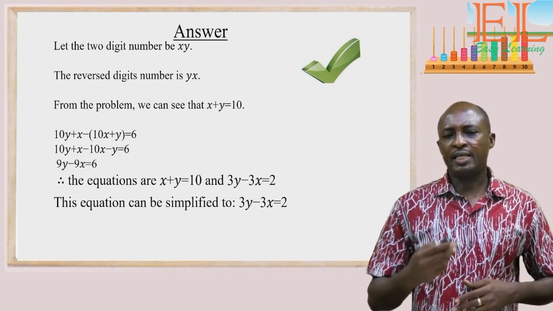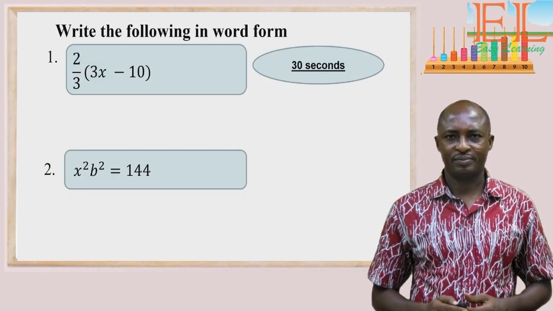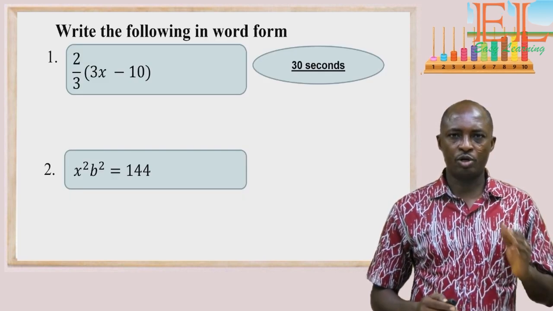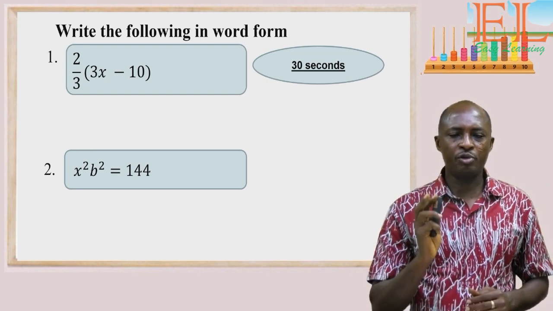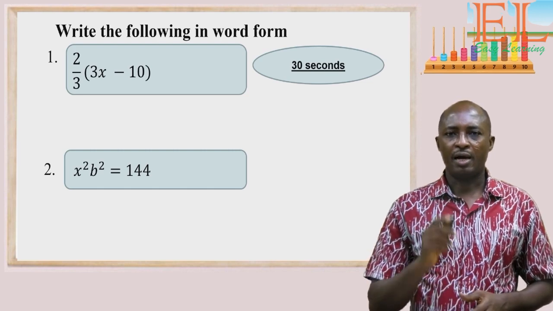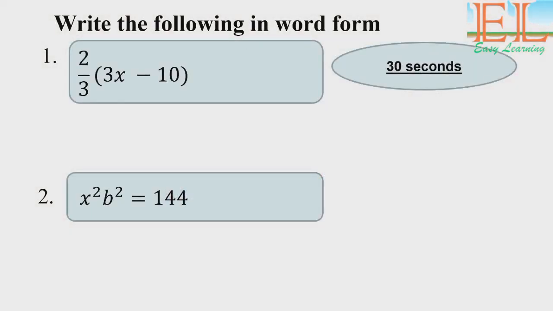Now we are going to write algebraic expressions into word statements. I know with the examples we have, you can do that. I have 2 examples on the screen. I want to give you 30 seconds to do both examples for us to compare answers. The first one, 2/3 times 3x minus 10. And the second one, x squared times b squared equals 144.